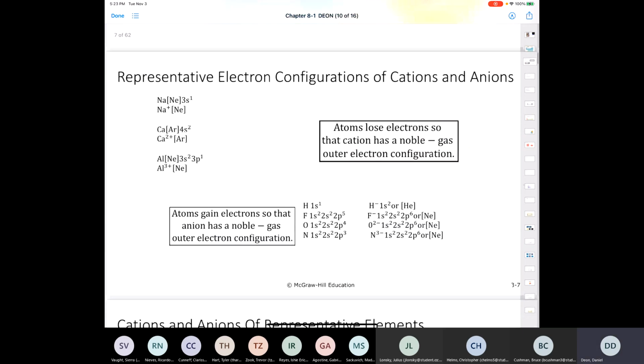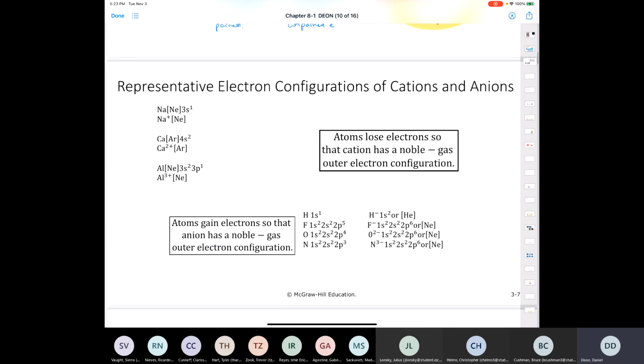Okay, well, let's talk about some representative electron configurations of cations and anions. Earlier on, when we looked at nomenclature in this class, we talked about sodium cations, calcium cations, aluminum cation, so on and so forth. Well, how do we know that, or how could we predict that sodium is always going to form a +1 cation, right? How can we never see this in chemistry? Why do we never see that in chemistry? Well, there's a good reason for that, okay?